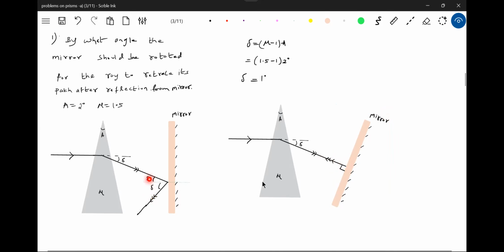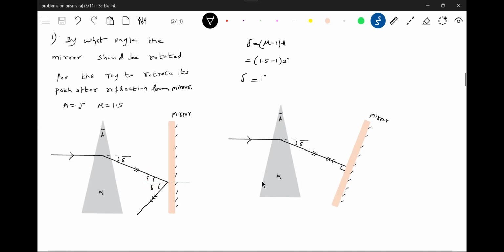Then how much should the reflected ray be rotated? By 2 degrees. Then how much should the mirror be rotated? So you recollect the concept here: if a mirror is rotated by theta, the reflected ray will rotate by 2 theta. So what is the angle through which the reflected ray should rotate? 2 degrees. So the mirror should be rotated by 1 degree.